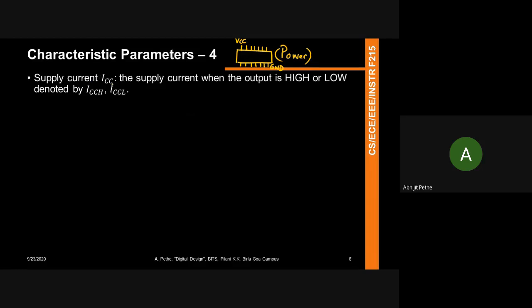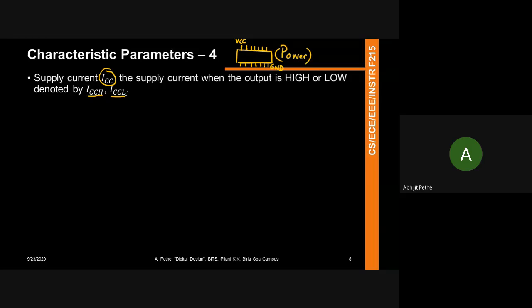When you look at the supply, we talk about what is known as the supply current. That is the total current that is being pulled by the logic gate when it wants to give you an output high or an output low. Sometimes you'll also see numbers as ICCH and ICCL. ICCH is the current pulled from the supply when the output is a high. ICCL is the current pulled from the supply when the output is a low. Now, why is this important?